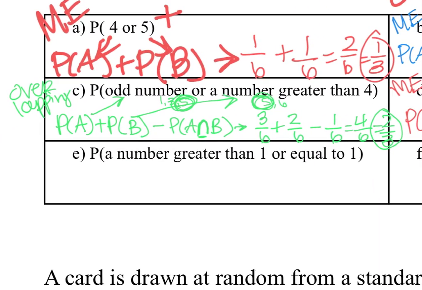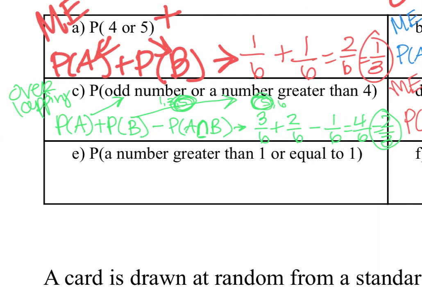Okay. E, I have a number greater than 1 or equal to 1. Okay, so a number greater than 1 is the numbers 2, 3, 4, 5, 6. Equal to 1 is just 1. So there's no overlapping here. So I am going to assume that these are mutually exclusive.